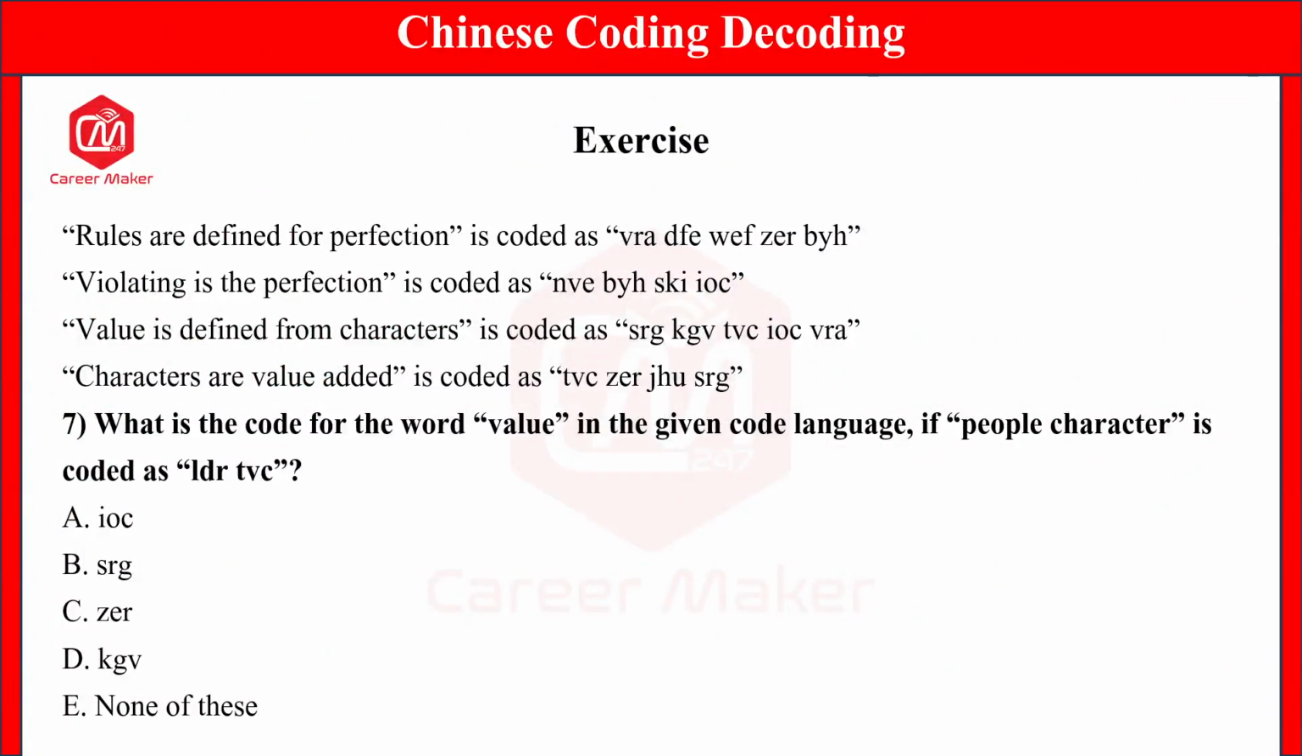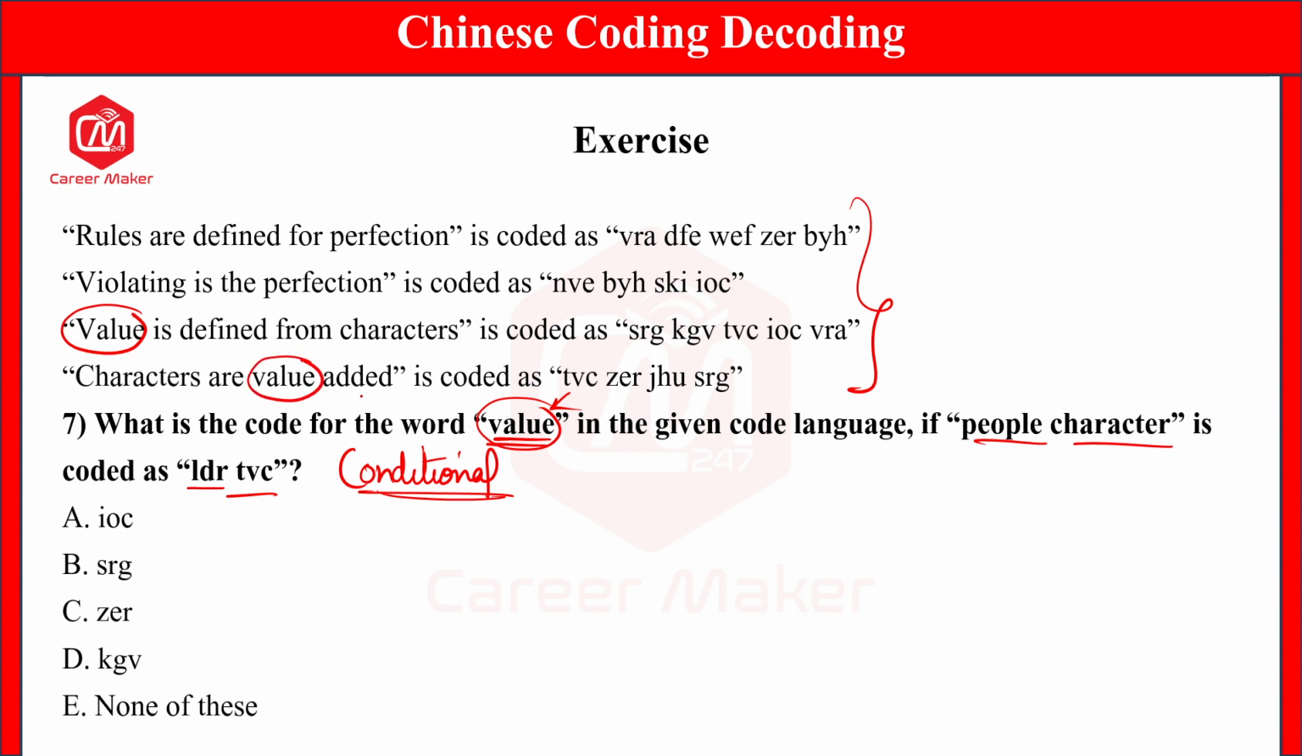Now find the code of value. See, that is something they used to give in your exam. Conditional questions. Conditional questions are where certain data is missing, and to support the data so that you can find the code of value, they will give you certain further codes to identify the exact meaning of value. So first of all, how can we find out the code of value? Obviously value is here and value is here, right?